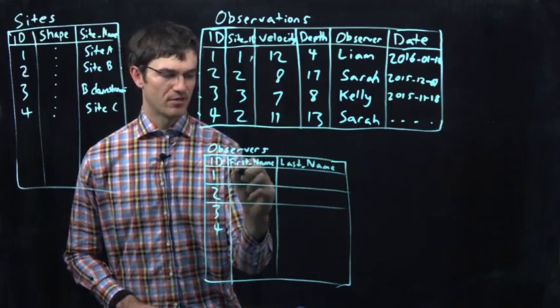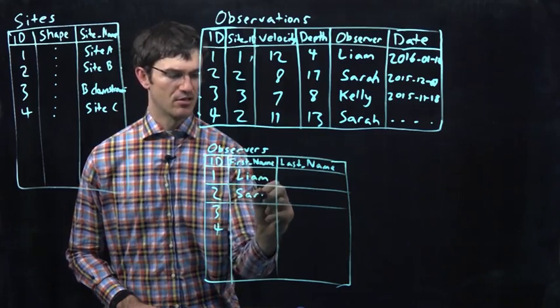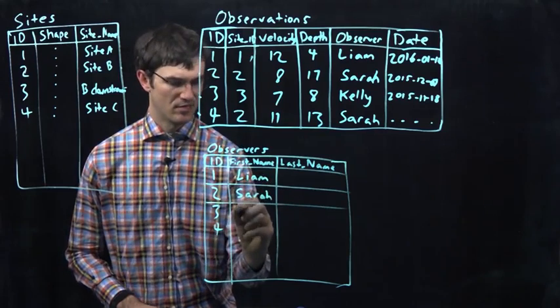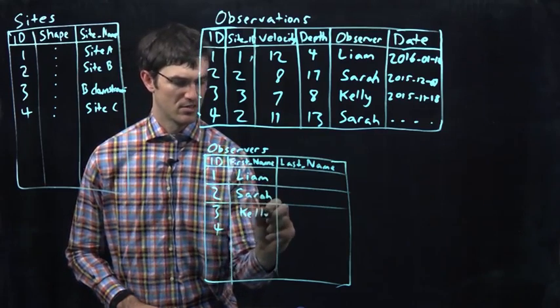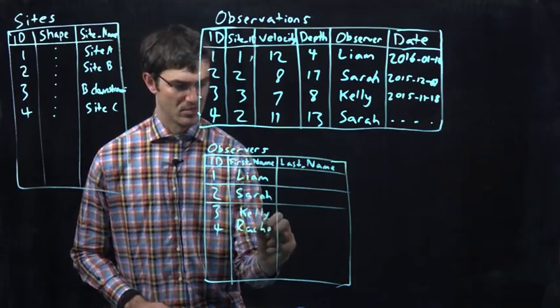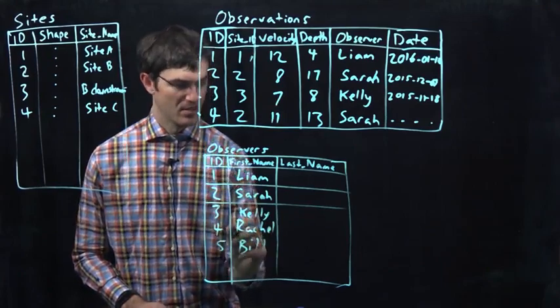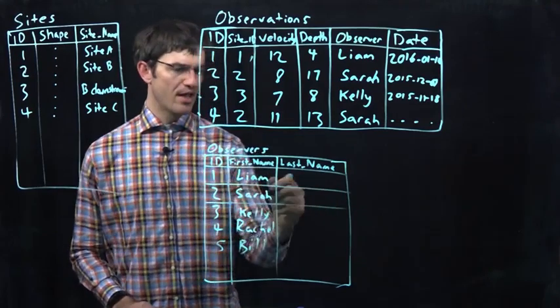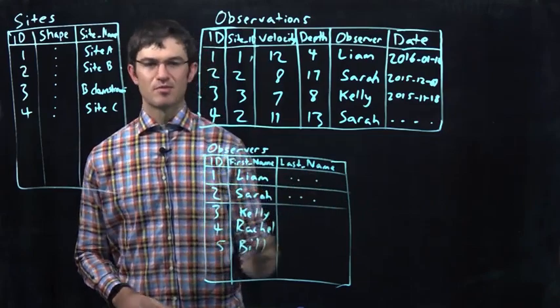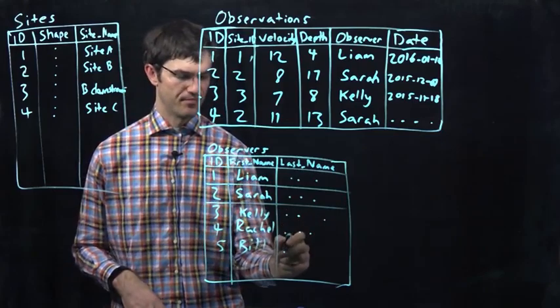So we'll create that record for Liam here, and we'll create a record for Sarah here, and we'll create a record for Kelly here. And then we could have additional staff here like Rachel, Bill, and on and on. And then I won't give them all last names, but we can have data for their last names in each of their records here, right?